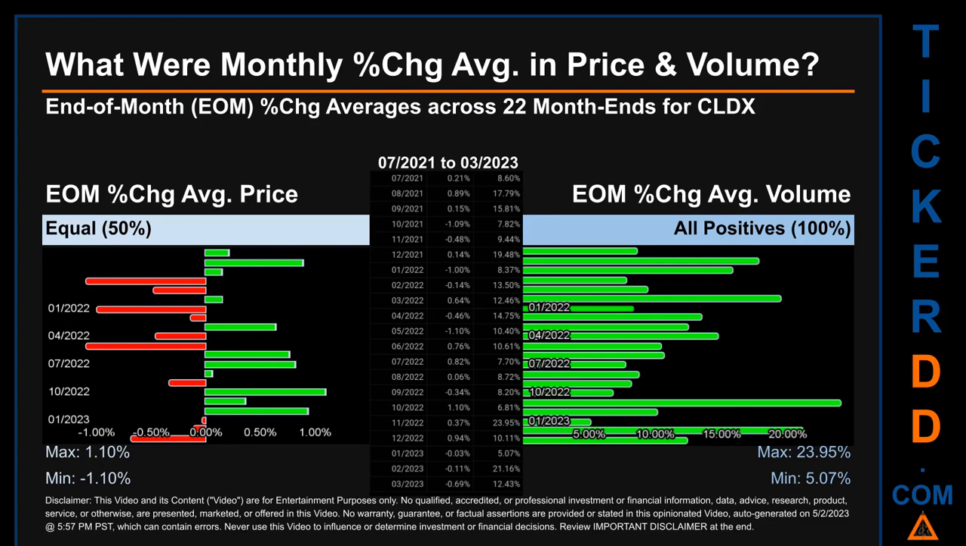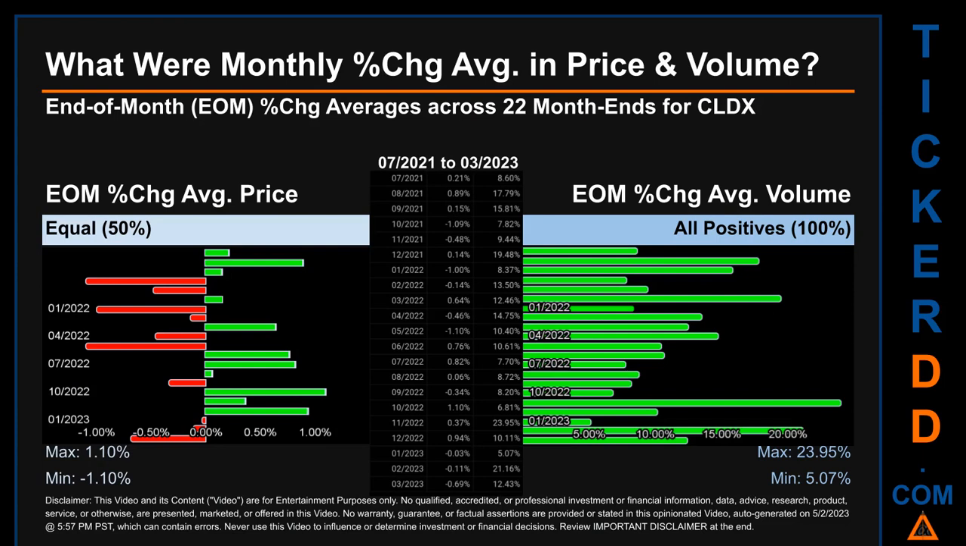What were end-of-month percentage change averages in price and volume for CLDX? The monthly average of percentage change in price and in volume were calculated for each of the 22-month ends. That calculation took daily percentage changes and averaged them for each given month. If a month end came out negative, then it means that the month summarily saw a negative change.